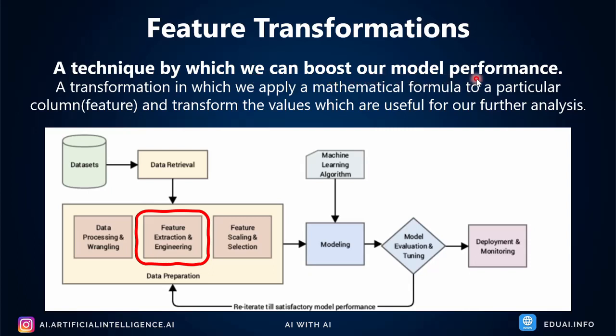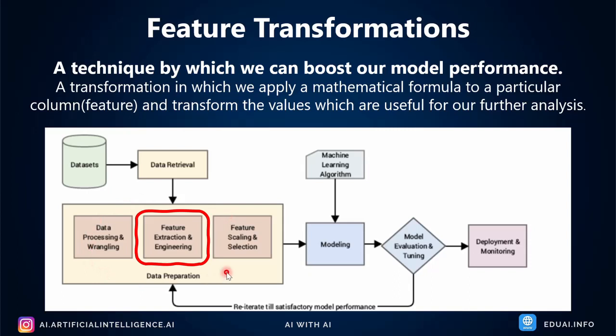If I want to define formally what is feature transformation: a transformation in which we apply a mathematical formula to a particular column, that is a feature, and transform these values into values useful for our further analysis, and in turn we get better model performance. In the machine learning pipeline, as you see in the image, data preparation is what we are talking about. We already discussed data processing and data cleaning. Now we are talking about the second part under data preparation, which is feature extraction. And after that, we are gonna see feature scaling and selection in future videos, right?